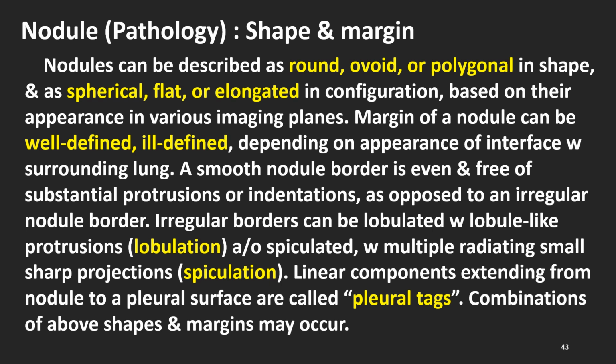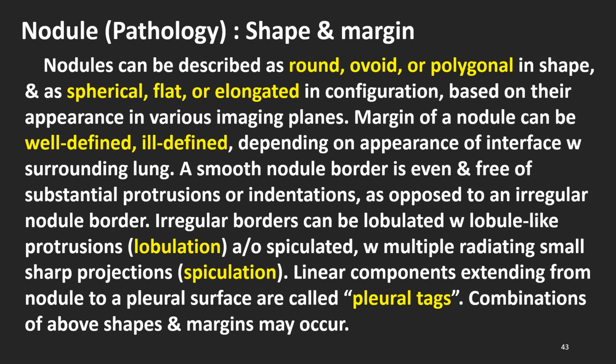Nodules can be described as round, ovoid, or polygonal in shape, and as spherical, flat, or elongated in configuration based on their appearance in various imaging planes. Margin of a nodule can be well-defined or ill-defined, depending on appearance of interface with the surrounding lung.